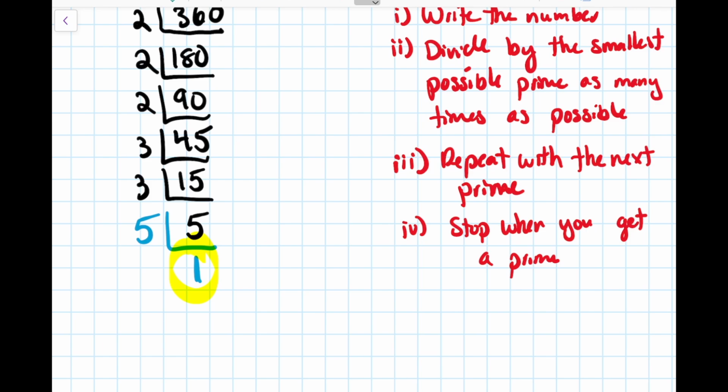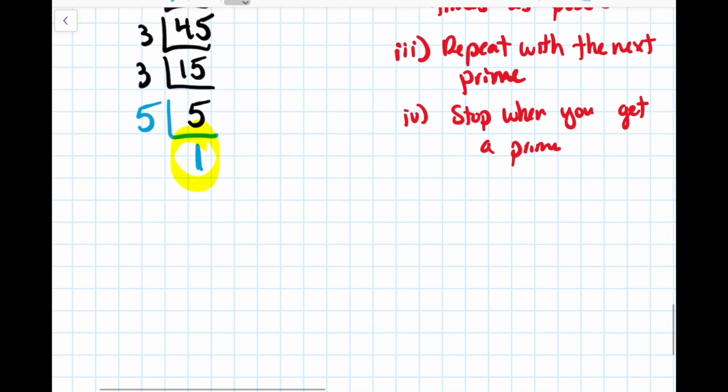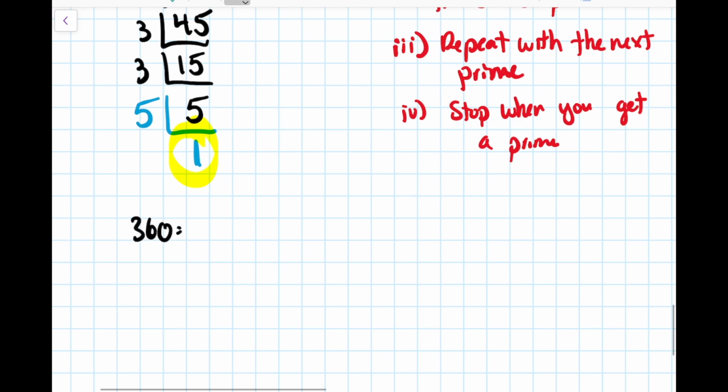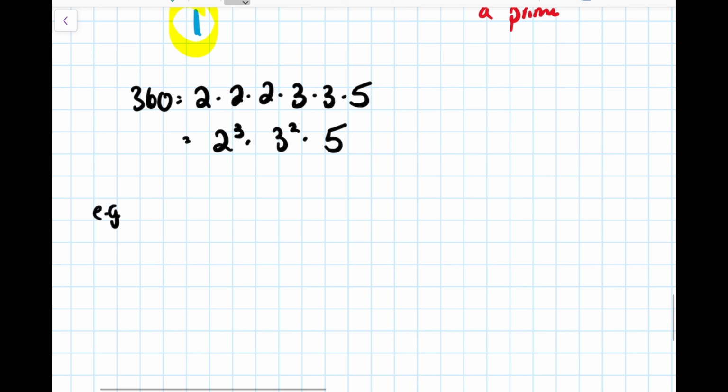All that matters is that you remember to multiply all of these prime numbers that you got. So our 360 is 2 times 2 times 2 times 3 times 3 times 5. And same thing, we can condense that. So that's going to be 2 cubed times 3 squared times 5. So I'll give you one more of these to try out. See if you can do the prime factorization of 12,870.